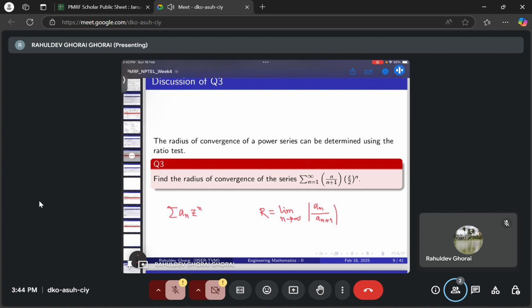That's all you need to know. In our case, a_n will be what? Remember, it is z over 2 to the power n that is written. So a_n will be n over n plus 1, not only that, with 1 over 2^n.